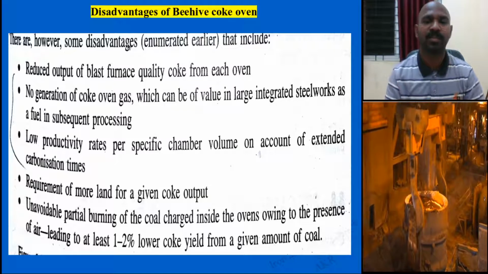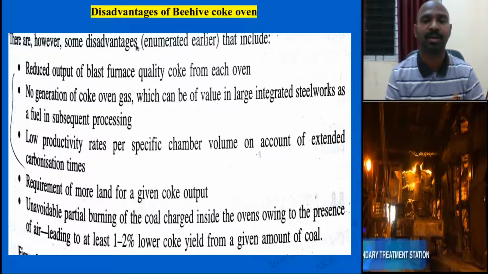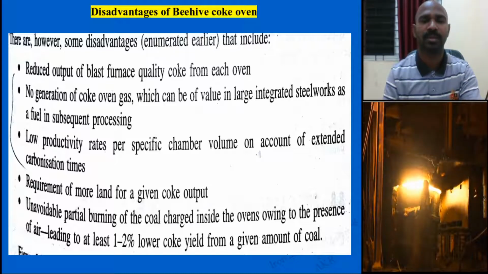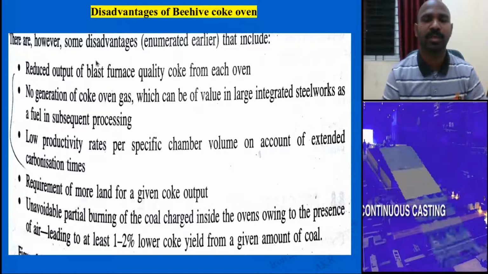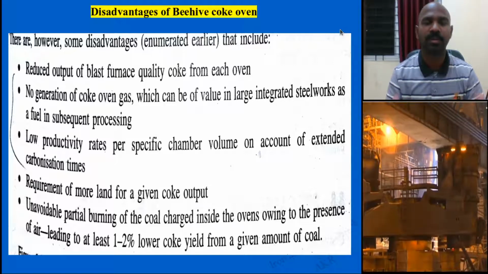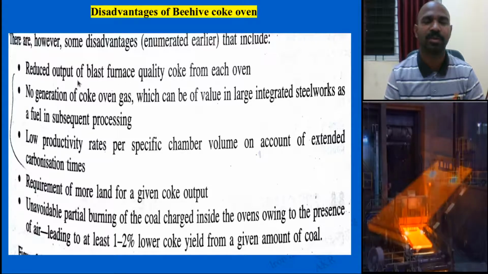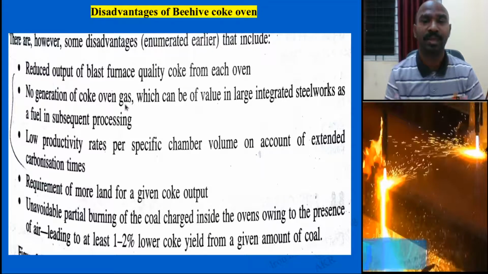What are the disadvantages? The recoverable coke oven batteries have many advantages, and for their limitations, solutions exist. Any technique has disadvantages. The technique is developed mainly for its advantages. Here we need to emphasize the disadvantages. The disadvantage, when you compare with the recoverable coke oven battery, is that the output blast furnace quality of coke is poor, and there is no generation of coke oven gases.